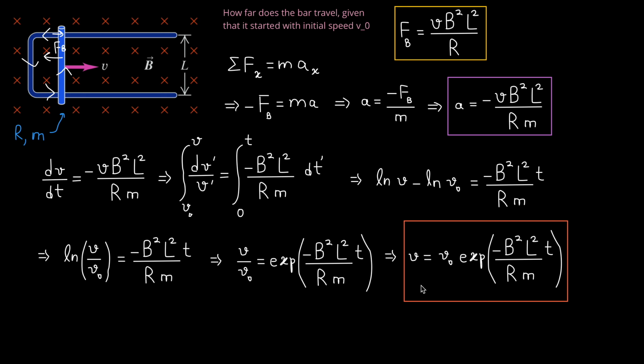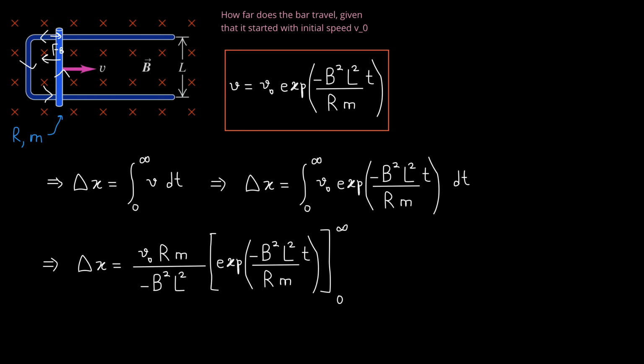We can see that velocity decreases exponentially with time. At t equals 0, the exponential term becomes equal to 1, so velocity is equal to v0 as expected. And as t goes to infinity, the exponential goes to 0, meaning v goes to 0, so the bar stops eventually. Finally, let's go from velocity to displacement.